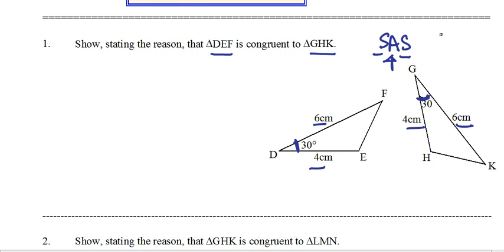So if you recall, to prove the SAS property, we will need to show that two sides are the same, two angles are the same, and another two sides are the same. So first of all, maybe let's look at the long side DF. I will have to show that DF is equals to this side here, which is also 6.